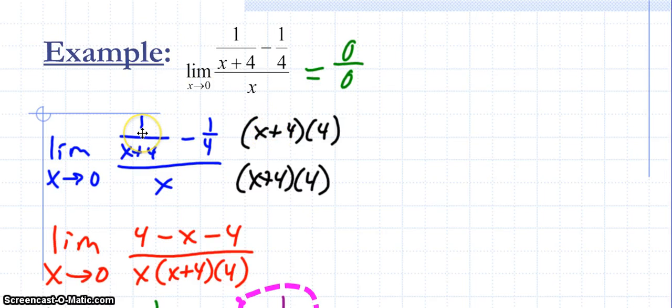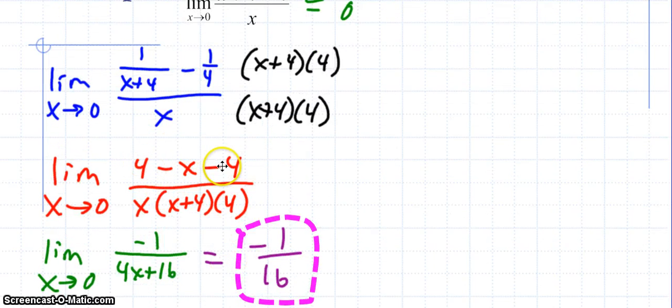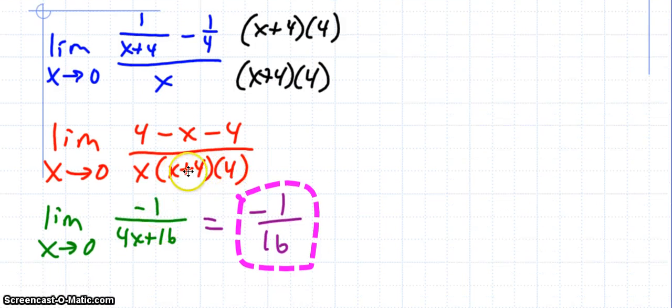So when I do that to the first term, the x plus 4's go away and I'm left with just 4. When I do this to the second term, the 4's reduce and I'm left with minus the quantity x plus 4, which becomes negative x minus 4. In the denominator, again, do not distribute. So I just leave this as x times x plus 4 times 4. 4 minus 4 is 0. Negative x over x becomes negative 1. Now I distributed the 4 in the denominator. That part didn't matter. And then at this point, I can do direct substitution. So I can plug in the 0, and I'm left with negative 1 over 16.